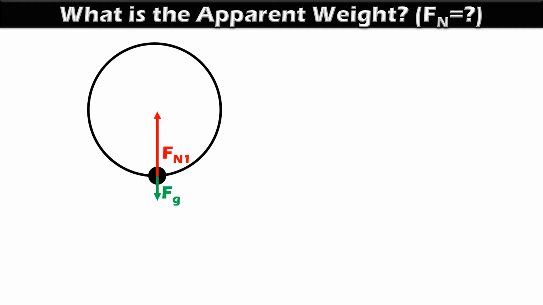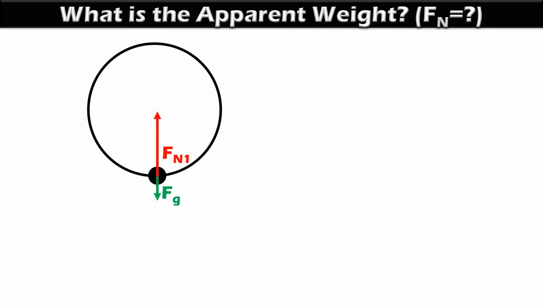All right, so at the bottom, the normal force has to be greater than the weight so that the net force, when you combine these two, is pointing towards the center of the circle. And the net force is the centripetal force, right? Or I should say the centripetal force is the net force that causes you to move in that circle. So this is the first position, so we'll call it normal force 1.